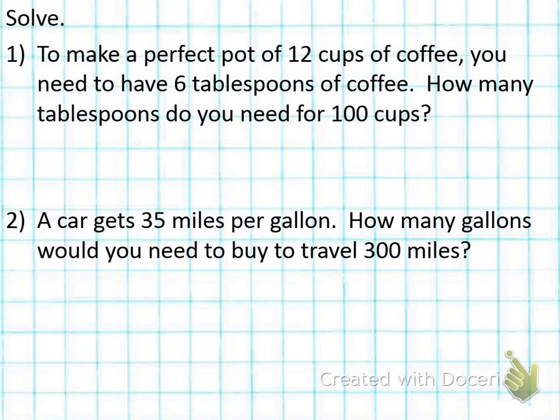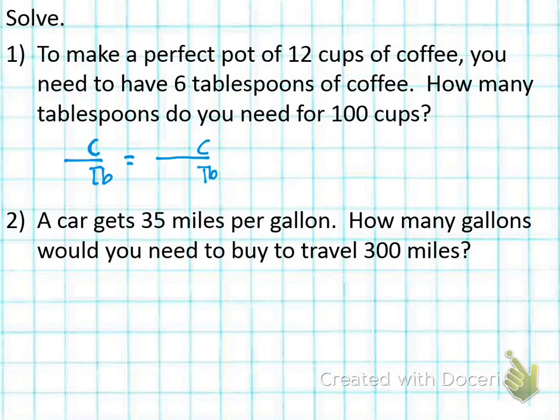So, to make a perfect pot of 12 cups of coffee, you need to have 6 tablespoons of coffee. So, you need to set up a proportion first by putting 2 fractions equal to each other. You just draw the fraction lines first. You need to figure out what's going to go in the numerator. It has to be the same thing in both numerators. So I'm going to put cups in the numerators, and in the denominator, the other thing we're comparing is tablespoons. So I'm going to put big TB, which stands for tablespoon.